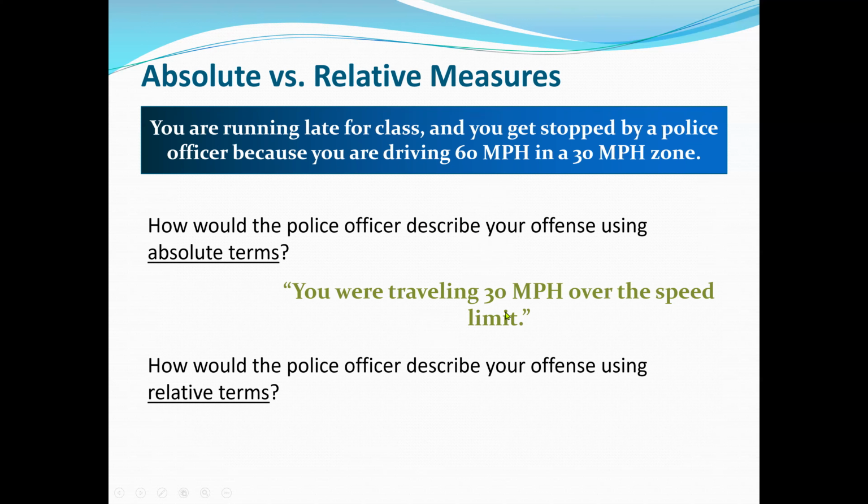Again, this gives us some idea of what is absolute and what is relative. As we said previously, absolute is the difference of two things, and relative is the ratio of two things. Here I have two different speeds. If I want to find the absolute, it will be 60 minus 30, so I will say 30 miles per hour over the speed limit. If I want to find the relative, it will be the ratio, 60 divided by 30, which gives me 2. So I'll say twice the speed. Again, that's the main concept.